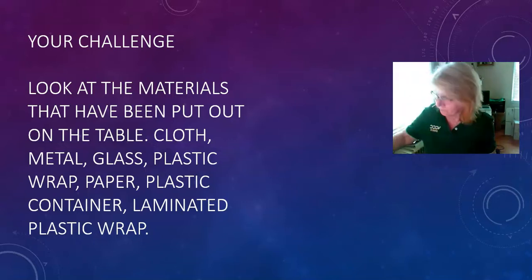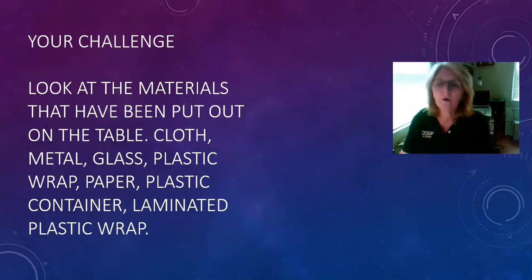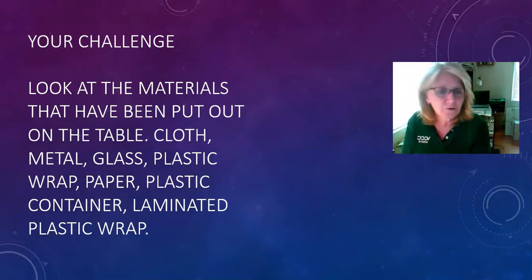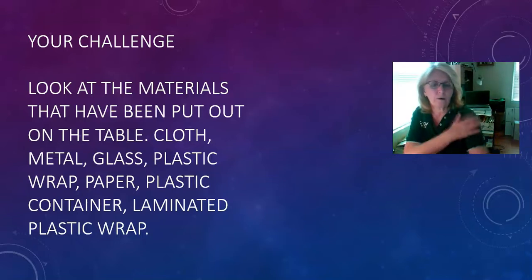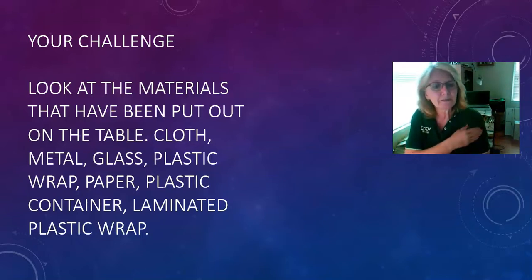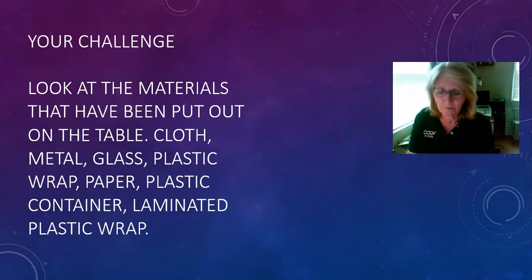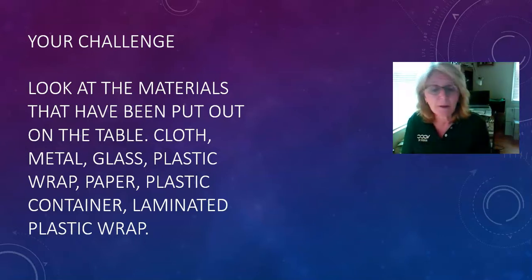So now, if you are ready to move on, I want you to look at the materials that have been put out on the table. There should be a piece of cloth, and if there's not, think about what you have on. If you have your VGCC shirt on, that is a piece of cloth. There might be a piece of metal. It could be something like a can. It might be something like a piece of aluminum foil.